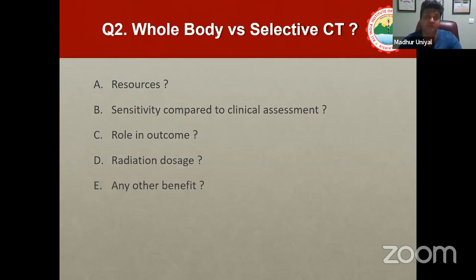There are a few issues which we have to answer while answering this question. First is definitely the resources. Are you equipped enough? Is the patient paying enough to have a whole body CT, or can he not afford it? Affordability is a major issue here. Then, what is the sensitivity of a whole body CT as compared to clinical assessment? Whether it's overshot, whether it's overkill, or whether we should go by our clinical assessment. Is there any role in outcome of whole body CT versus selective CT? And is the radiation dosage really a problem if you go for a whole body CT rather than doing a focused computed tomography? And are there any associated benefits of whole body CT?